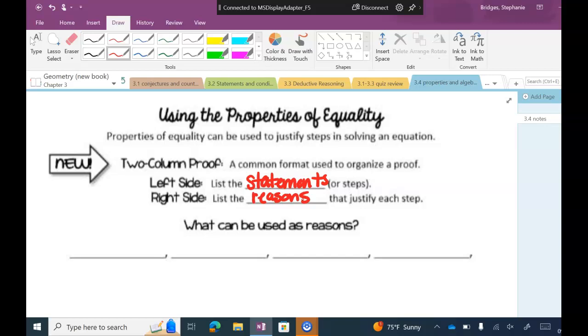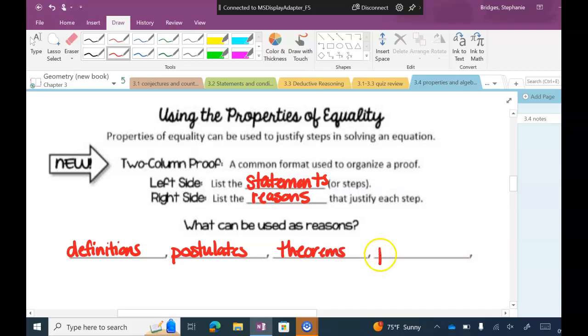And what we can use as reasons are definitions. We can use postulates, which we haven't even really talked about yet. We can use theorems, which is another thing we haven't talked about yet. And we can use properties, which we just discussed. Okay, you can use definitions, postulates, theorems, and properties as your reasons in a two-column proof.